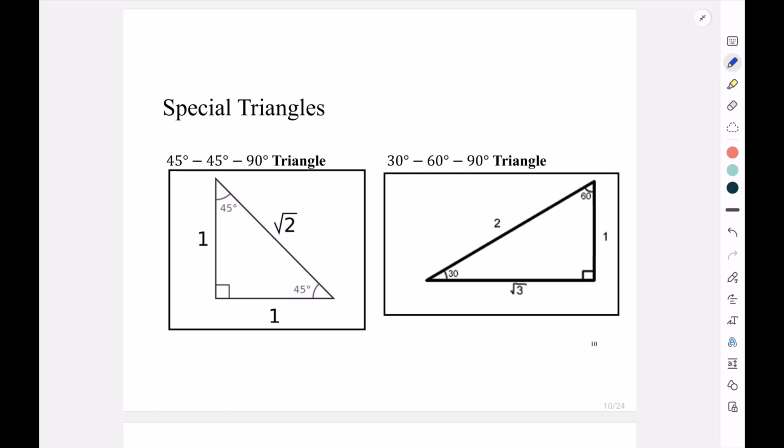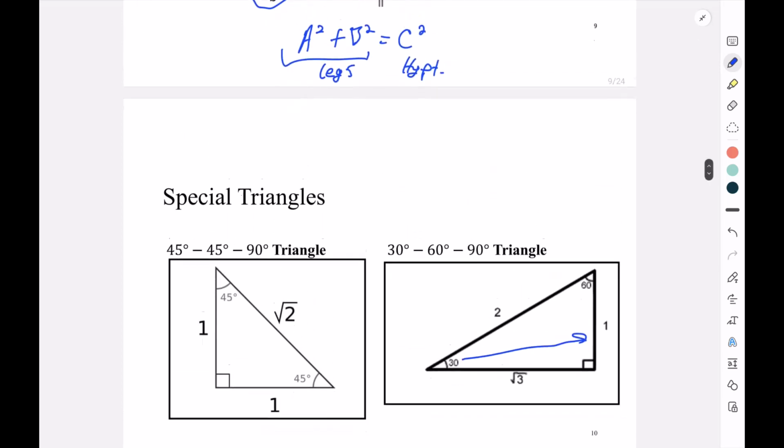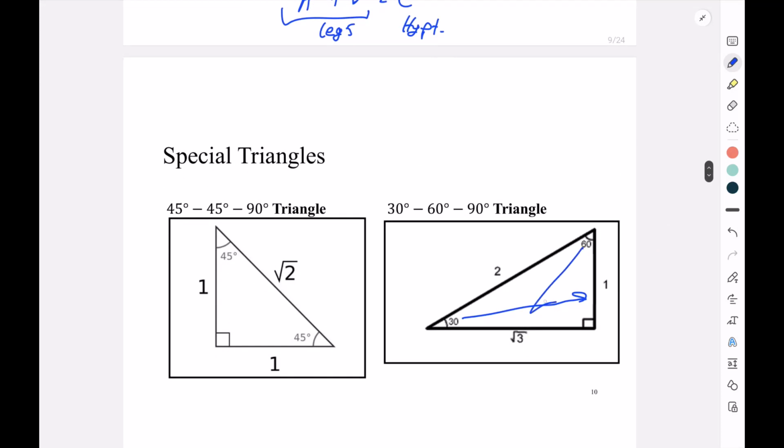And if you can memorize the positions where they're at, so for example, for a 45, you know that the hypotenuse is going to be square root 2, and your legs will always be 1. If you have a 30, 60, 90, if you can remember that the 30 degrees will be 1, the 60 degrees will be square root 3, and the 90 degrees will always be 2.